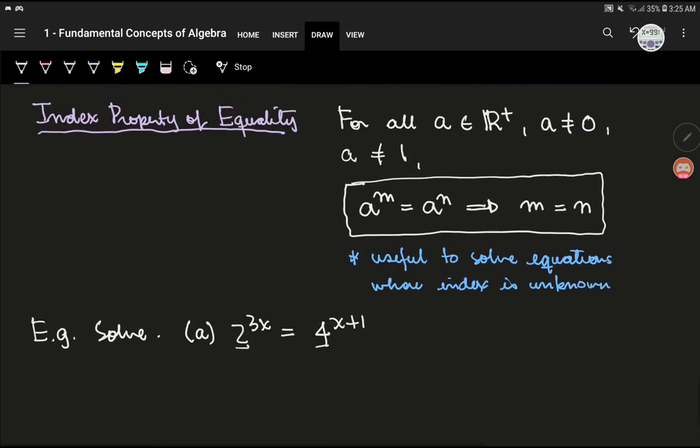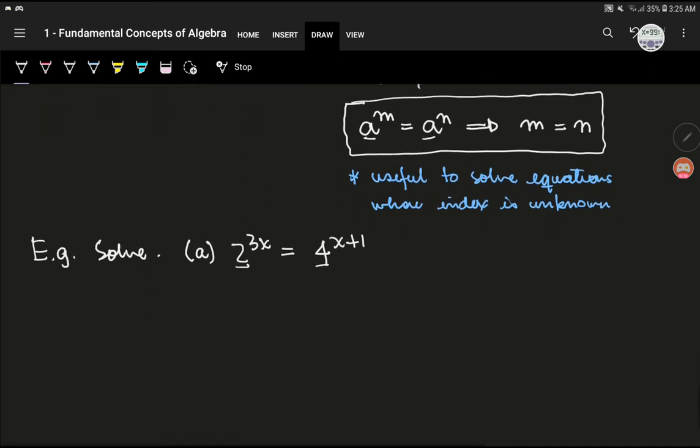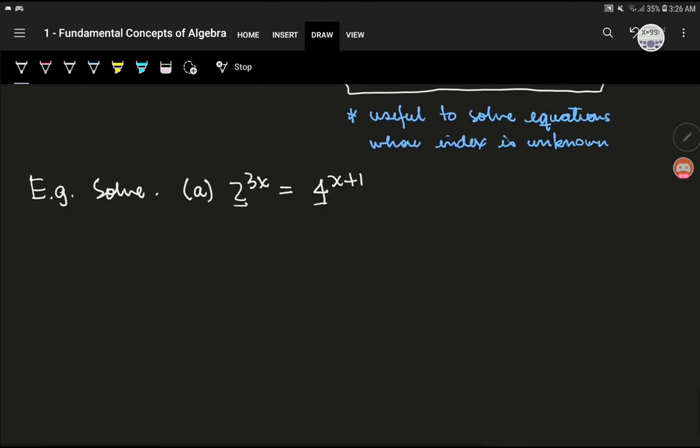While our index property of equality requires both indices to have the same base. However, we can see that 2 and 4 are related by 4 equals 2 squared. So now what we can do is change the base at the left hand side. Instead of 4, we change it into base 2.